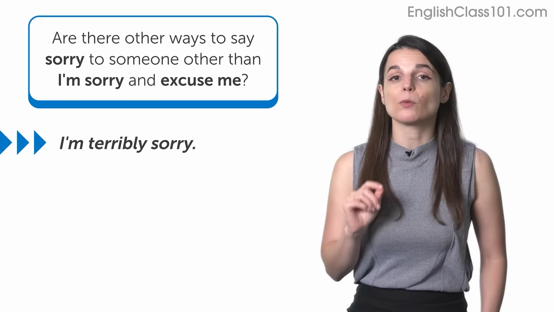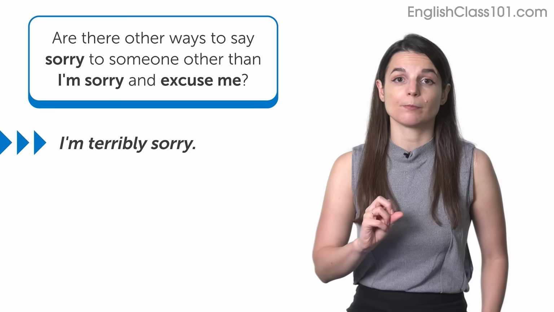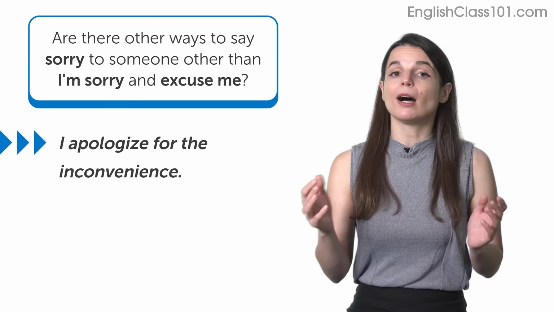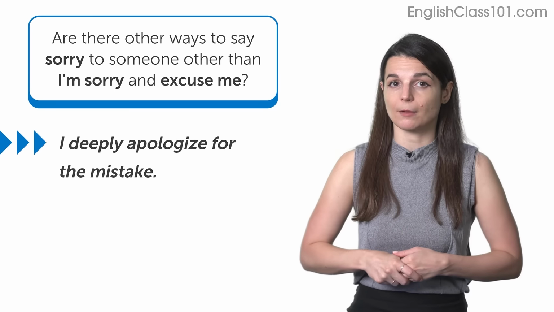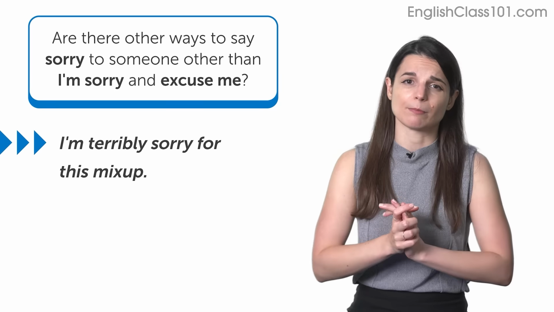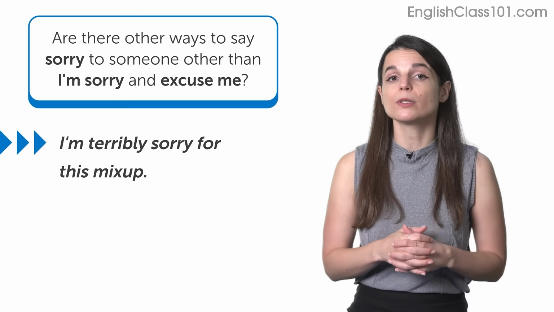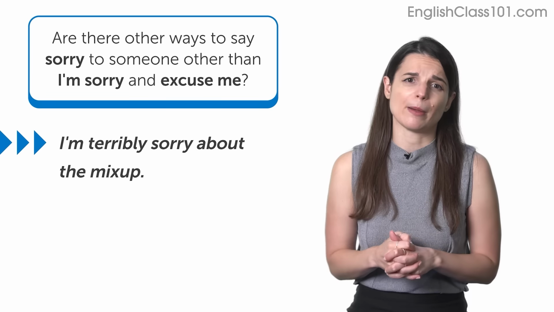So let's take a look at a few example sentences that use these. I mentioned earlier, I apologize for the inconvenience. Or I deeply apologize for the mistake. Or I'm terribly sorry for this mix-up. You might also hear about used in this, as in I'm terribly sorry about the mix-up.